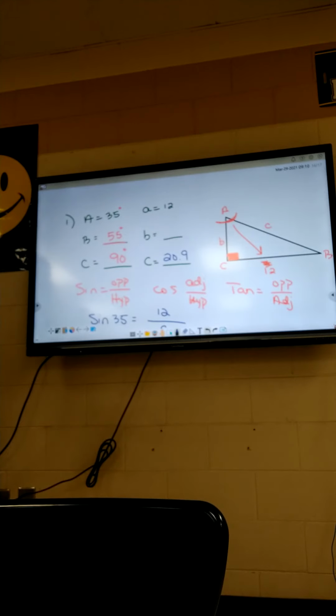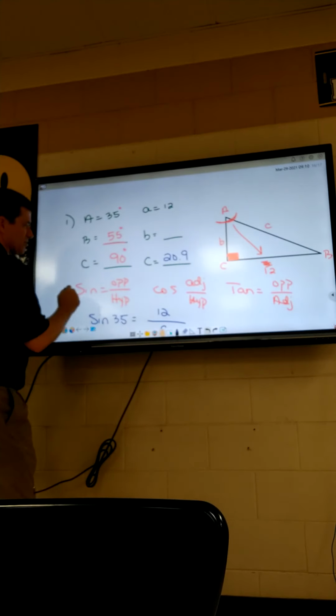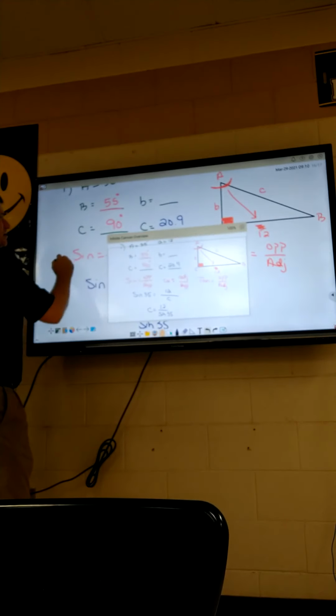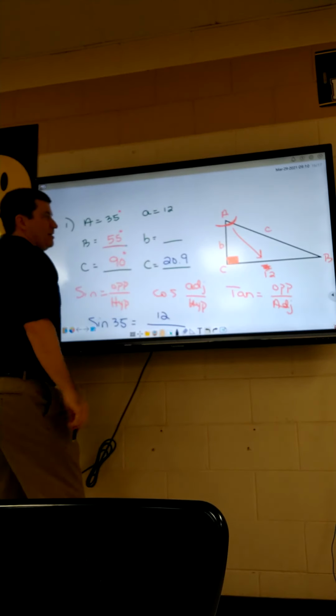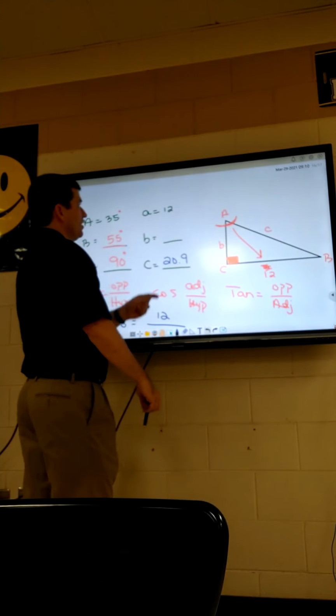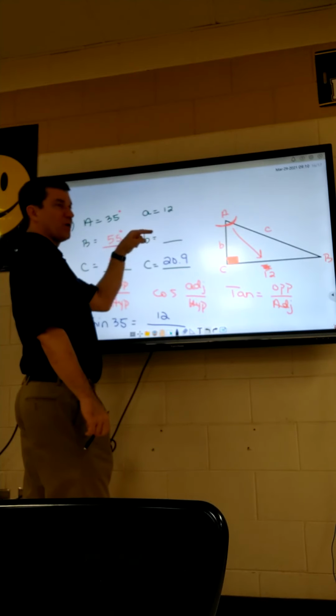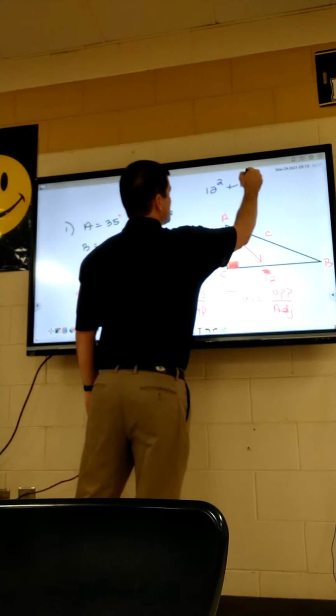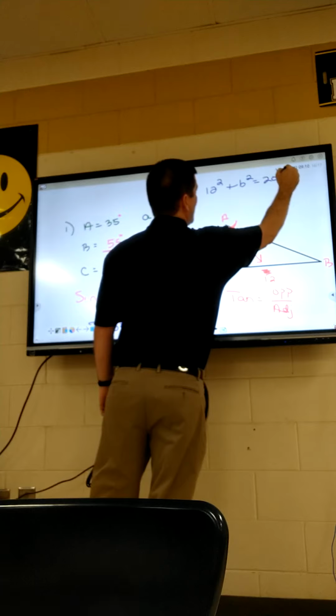Now that was the hard part. This one step right here is the hardest part. If you can do that, the rest of it's easy. Now, to find my last missing side, since this is a right triangle, I can do a squared plus b squared equals c squared. 12 squared plus b squared equals 20.9 squared.